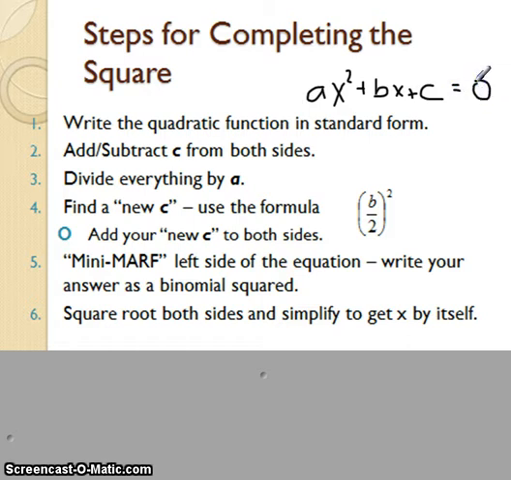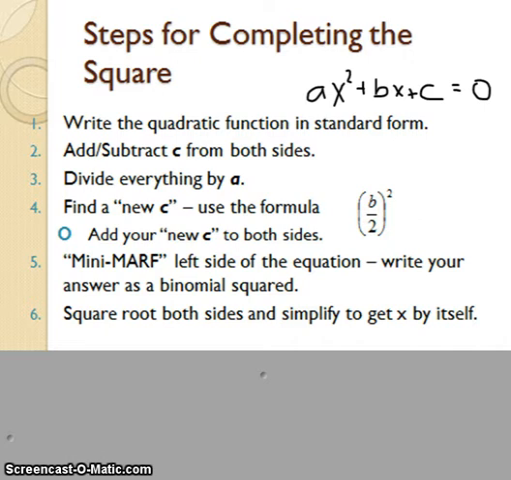We will divide by the a. We will find a new c using b divided by 2 squared, and then we'll add that new c to both sides. We will then factor, and then we'll square root. Please pause this video as needed, but I'm going to go ahead and move on.